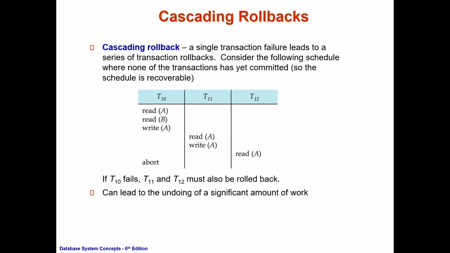See, read A, read B, write A. Then again read A, write A, read A, and it has aborted. So if T10 fails, T11 and T12 must also roll back. Why? Because T10 fails, it has not written A. Then you read A, wrong things will come. Again T12, A is not written, again you are reading. So it will give a conflict, right?